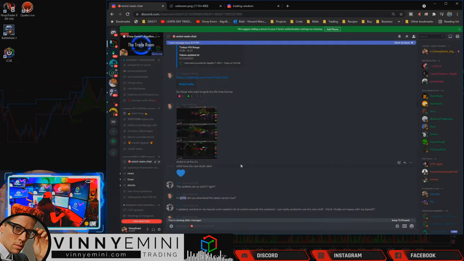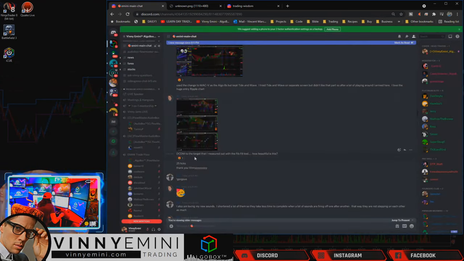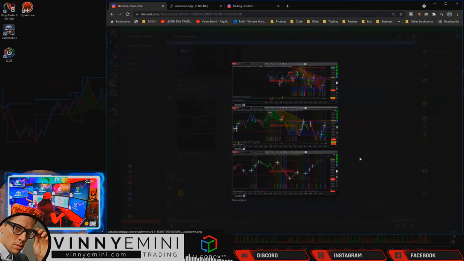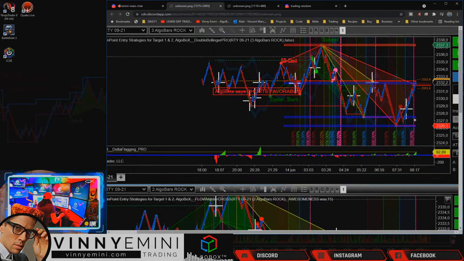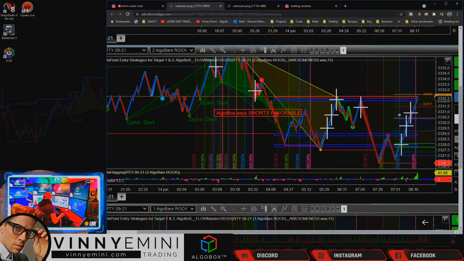Okay. L's trading. She said a DCDM to the target that I measured out with the Fib F8 tool. How beautiful is this? All right, let's take a peek here. DCDM, double cross double move. So I see the Fib measurement there. I think she entered in right here. Those are close enough together, again, within 10 or 15 ticks of each other. That's fine. Did she play that one out all the way?